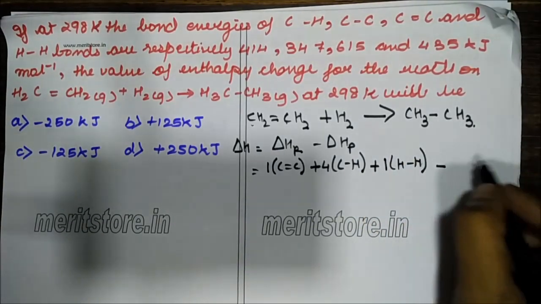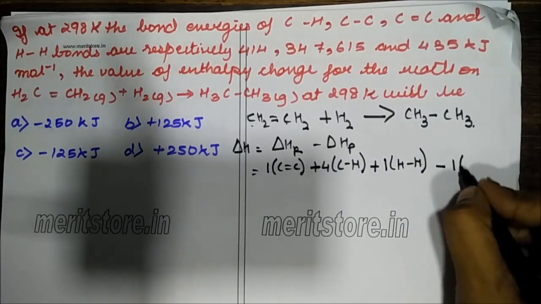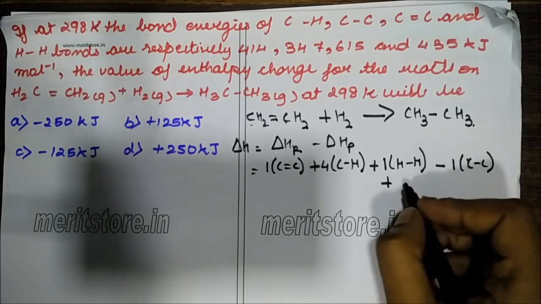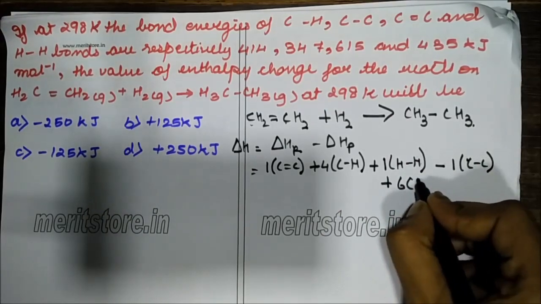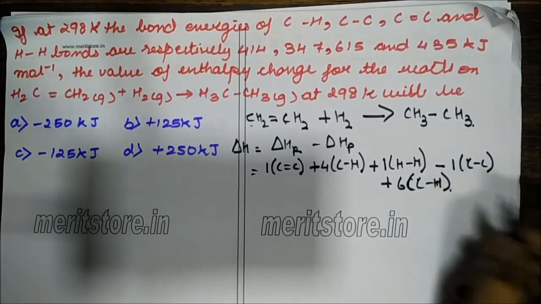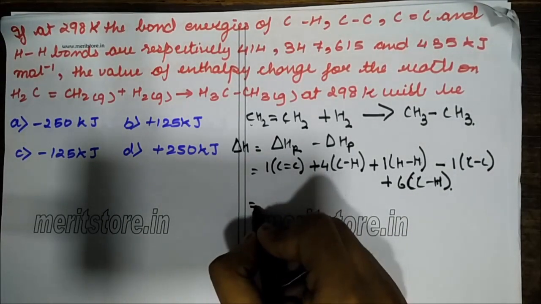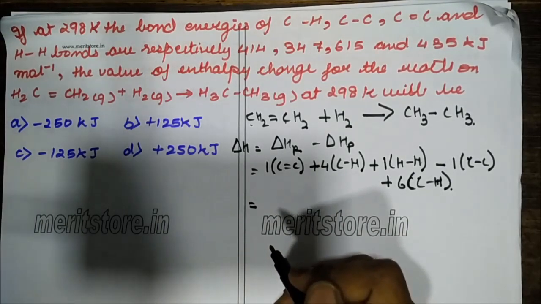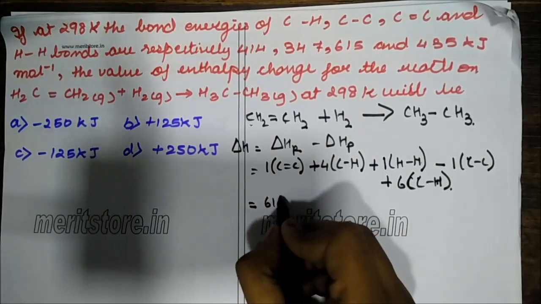Minus, and now we are concentrating on the product. So there is 1 CC bond plus there are 6 CH bonds. So 6 into enthalpy for CH. Okay, now I'm just substituting the values. So for C double bond C, the enthalpy was 615.